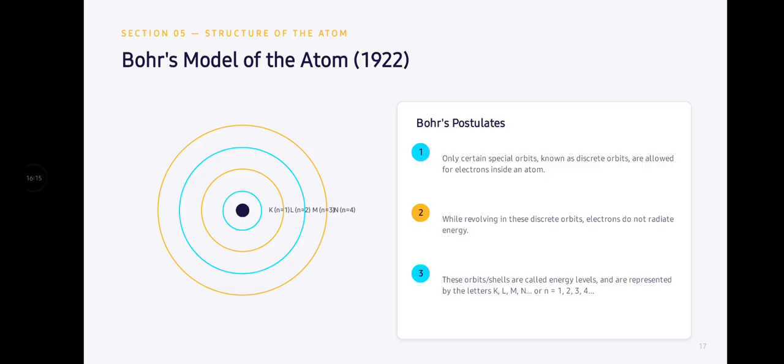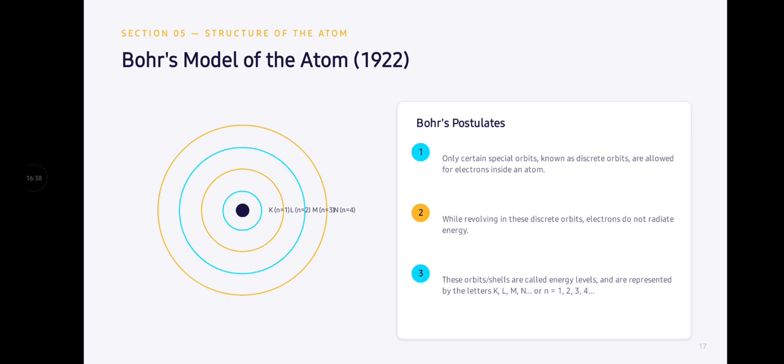So, third one is Bohr's model of the atom, which came in 1922. The first postulate of this is that only certain special orbits, known as discrete orbits, are allowed for electrons inside an atom. While revolving in these discrete orbits, electrons do not radiate energy.